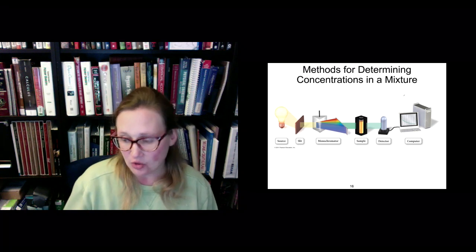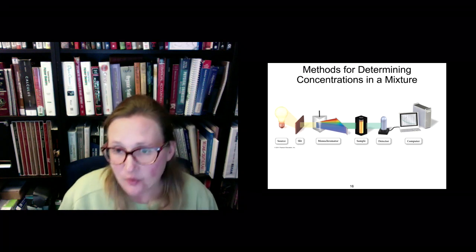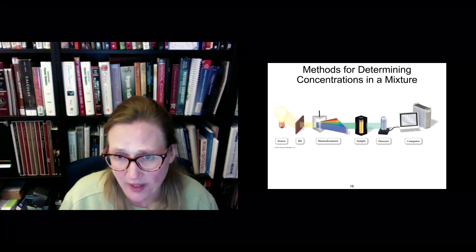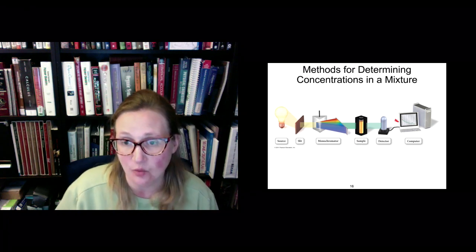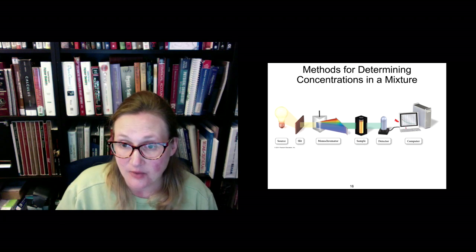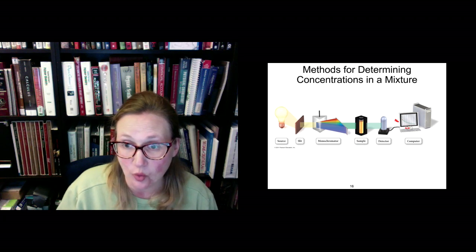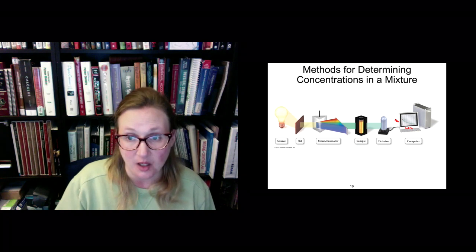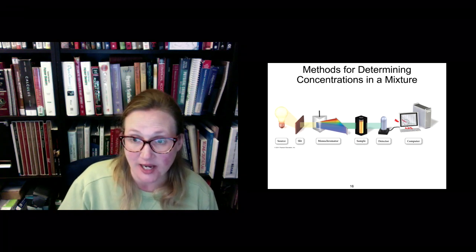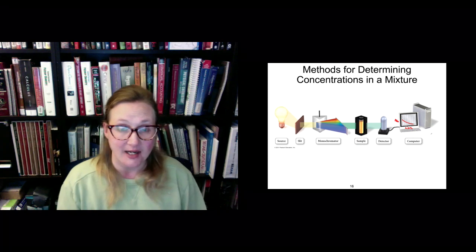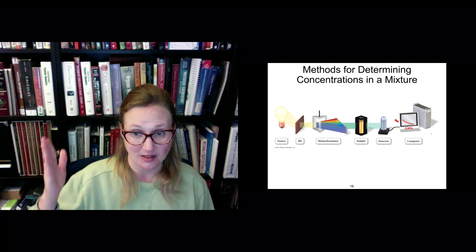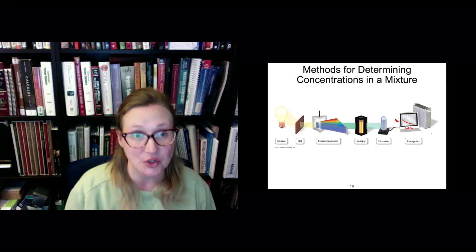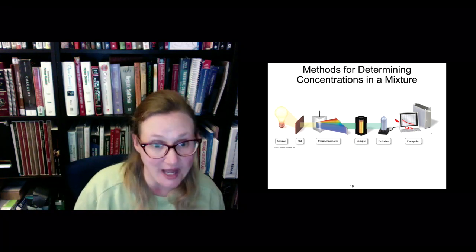What we see on the computer is a certain wavelength of light, and over time, this is absorbance. So absorbance at some wavelength of light versus time. So that's what we're looking at on the computer, because remember, we're analyzing reaction rates. So over time, our absorbance is going to go down. That's indicating that, in this case, our reactant is going away. Okay, so absorbance is proportional to concentration, in this case of our reactant.